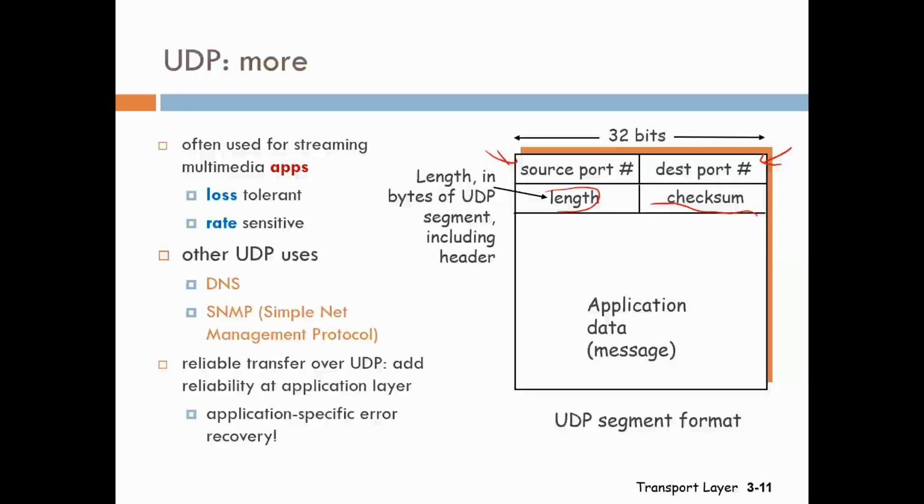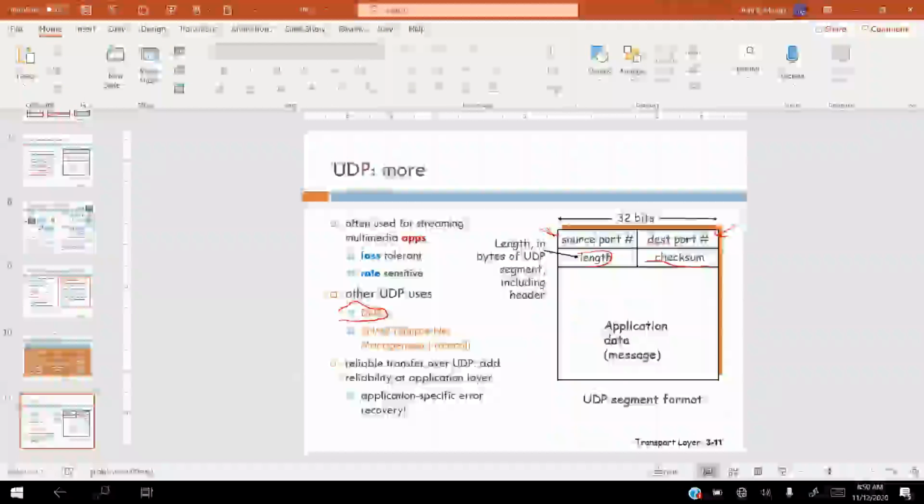So we know UDP is used by applications that are real-time in nature or that do not care about data loss. DNS, for example, is one of these applications, as we said before. So it uses UDP so that you don't suffer a lot of delay in obtaining the IP address of the destination that you want to communicate with. And this will be all the discussion about UDP.